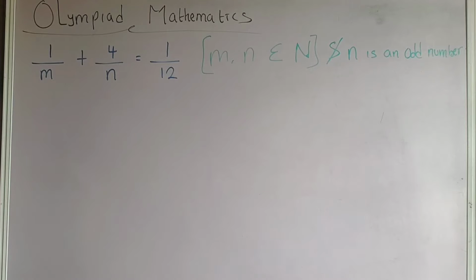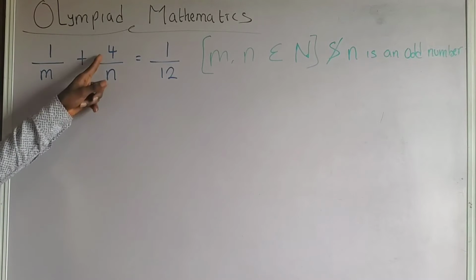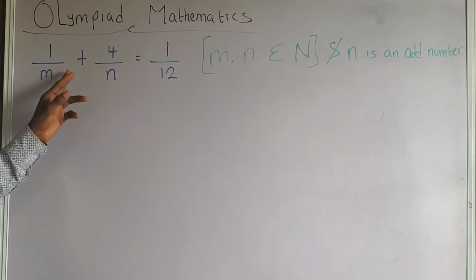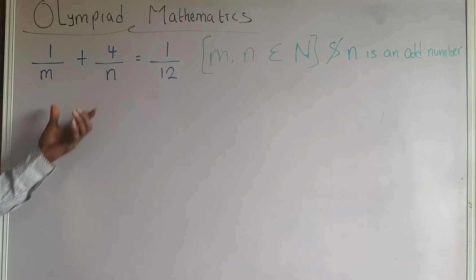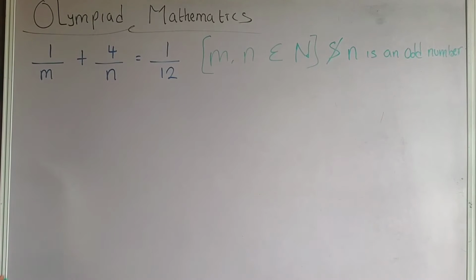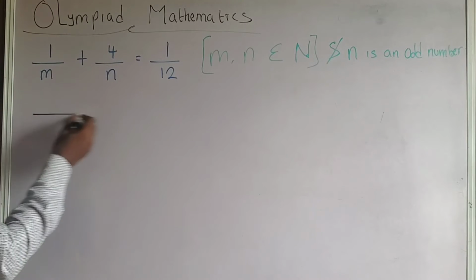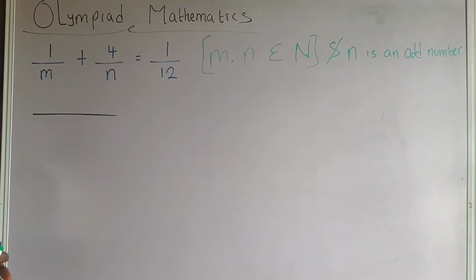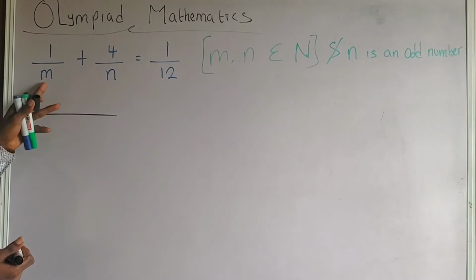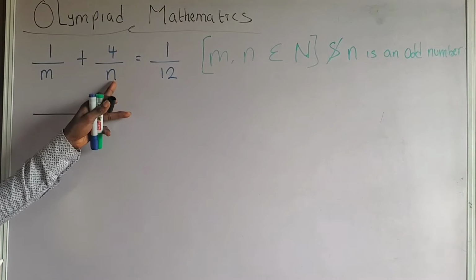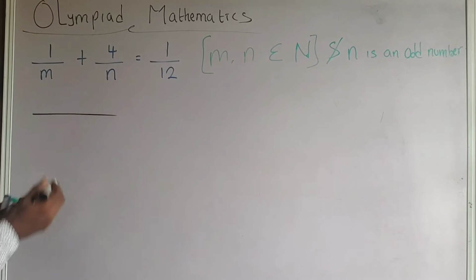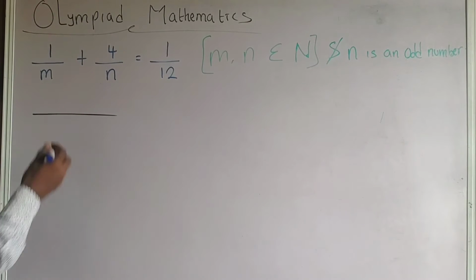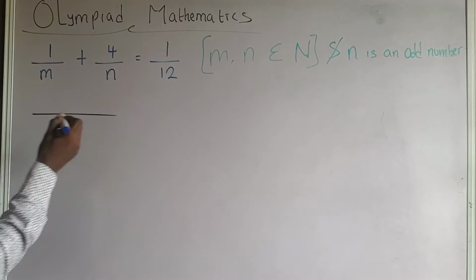Let's look at the left hand side. At the left hand side we have two fractions. The first fraction is 1 over m and the second fraction is 4 over n. Both are connected by an addition sign. So we can take the LCM of the left hand side. The LCM of 1 over m and 4 over n is the product of their denominators. At the denominator here we have m, and at the denominator of this fraction we have n. So m times n will give us mn. So I'm going to have mn at the denominator.